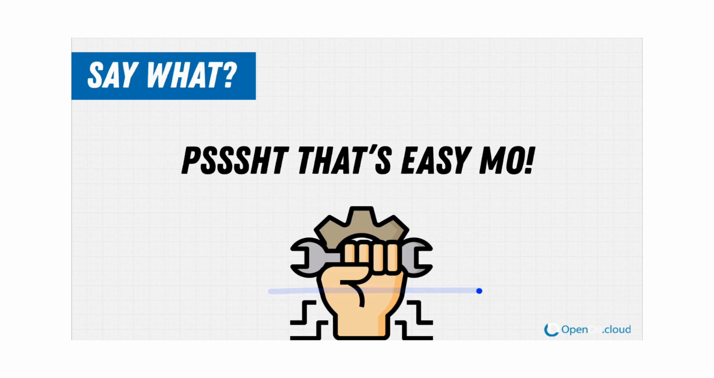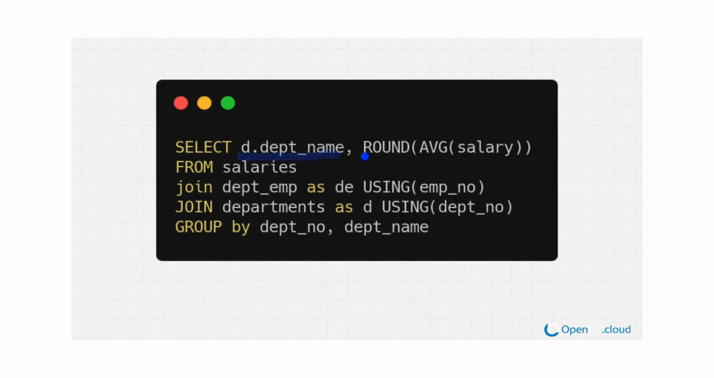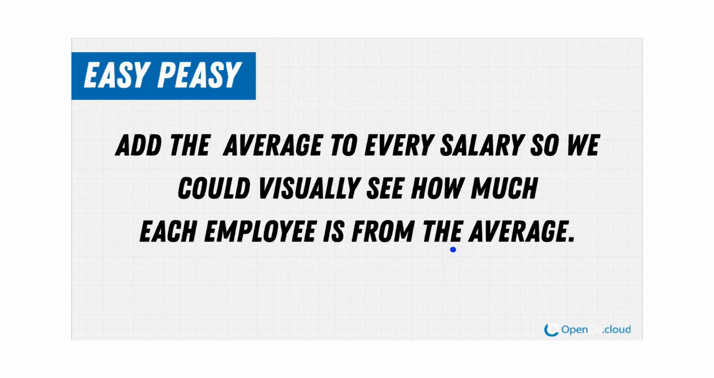And I can hear you saying, Mo, that's easy. We've already seen that. We know how to do that. That's the simplest query in the world. And you'd be right. We have seen this and we know how to do this. We would do something like select department name and we would do the round of the average salary and we would select from salaries. We would do some joins and then we'd group by department and bim bam boom, we got ourselves an average salary per department.